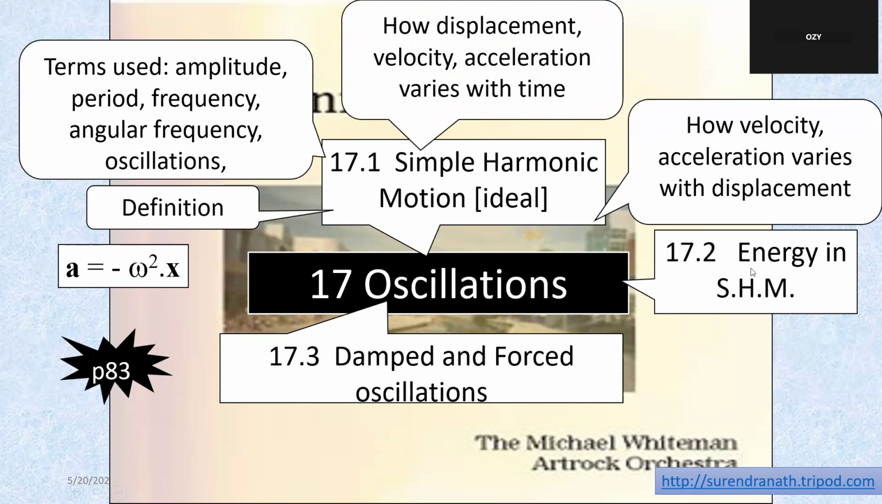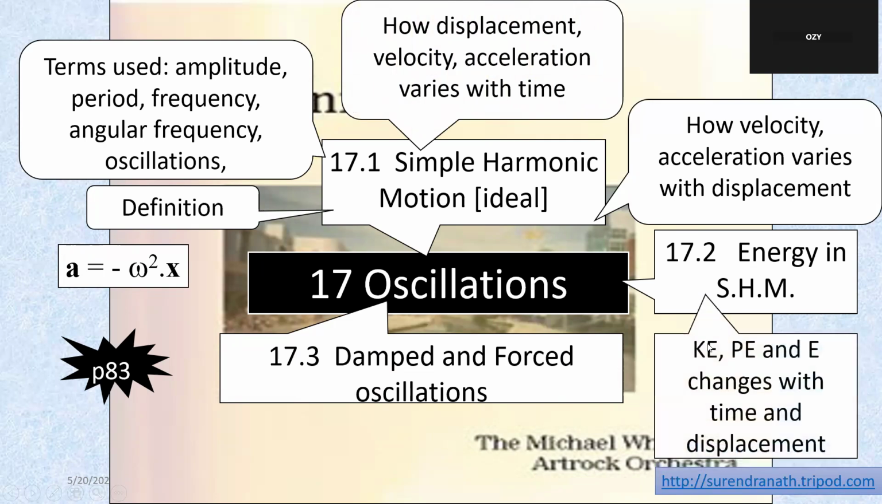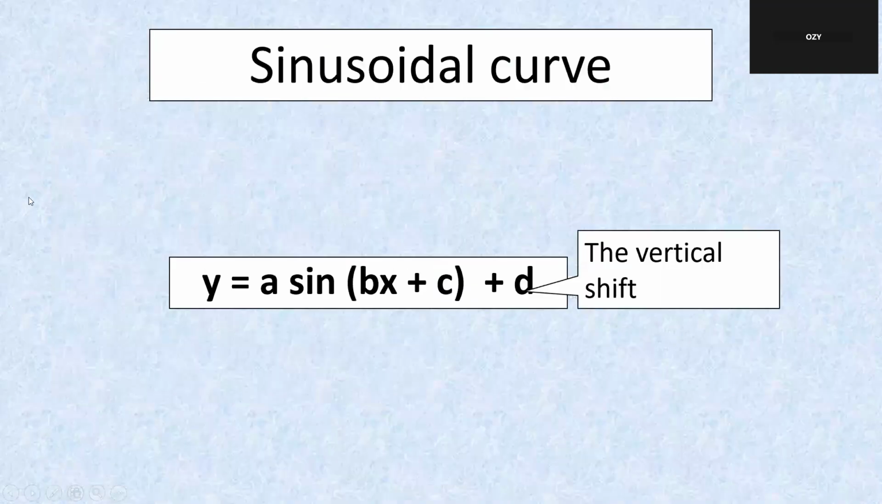Then in 17.2, we look at energy in simple harmonic motion. Kinetic, potential, and total energy changes with time and displacement. And under damped and forced oscillations, we will look at resonance. So today we will start by reviewing some of the maths about the sinusoidal waveform, the sine curve and cosine curve. Okay, let us make a start.